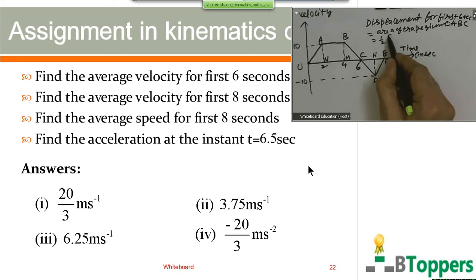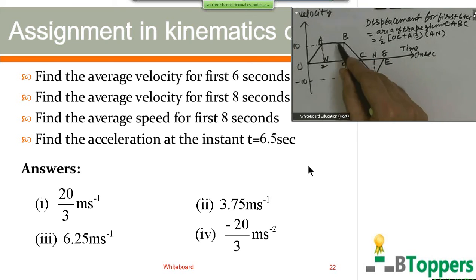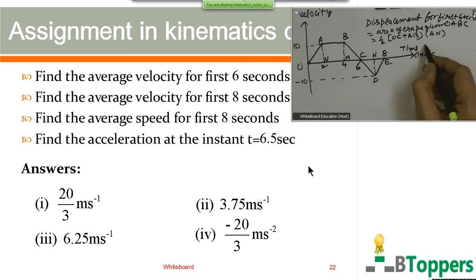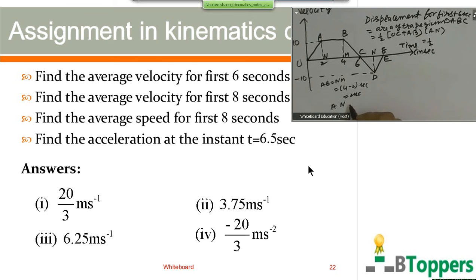between the two sides. That is half into OC plus AB into perpendicular distance between the two sides, which is AN. OC equal to 6 seconds here. AB is the length of the line AB, same as the length of the line NM. That is equal to 4 minus 2 seconds, or 2 seconds. The height of the trapezium, I mean perpendicular distance between the parallel sides, is AN, that is 10 meters per second.